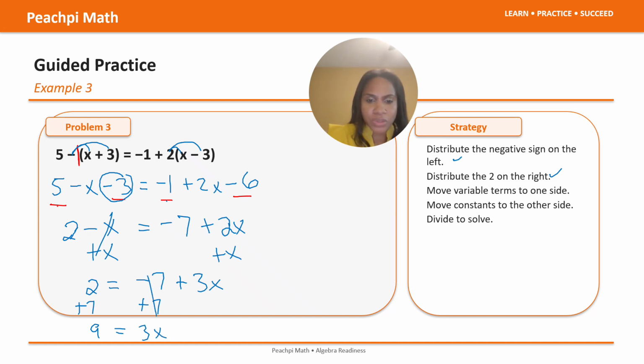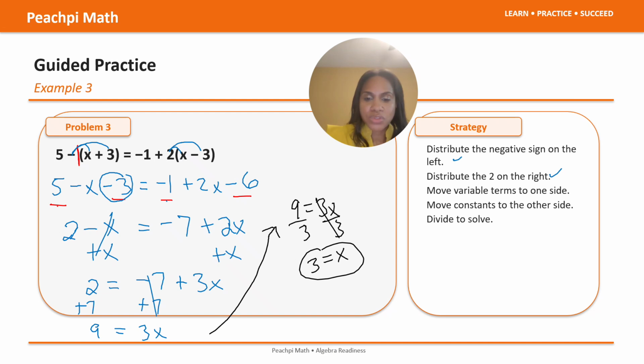And I'm going to just rewrite what I have up here. 9 equals 3x. So that's 3 times x. So I divide both sides by 3. Cancels. 9 divided by 3 is 3. So x equals 3. All right, so that was a lot of steps.